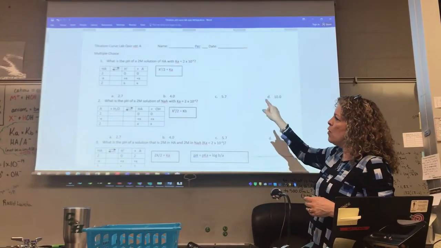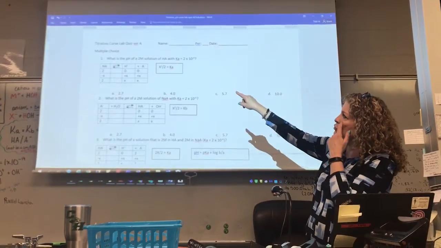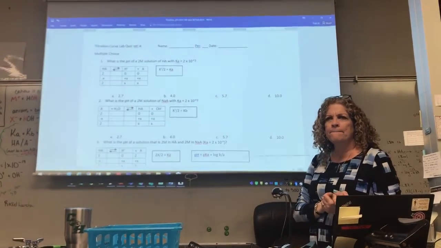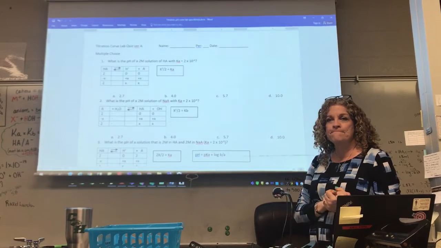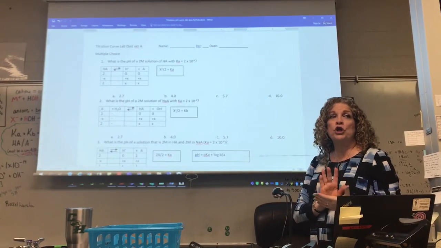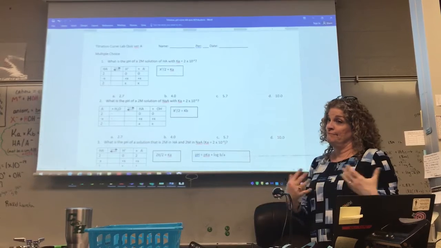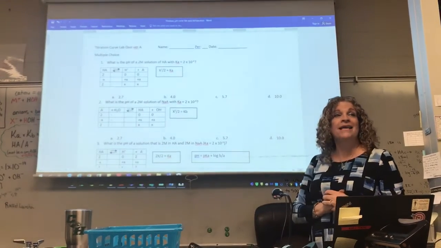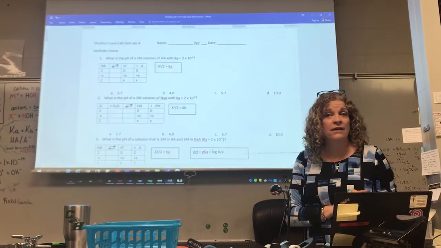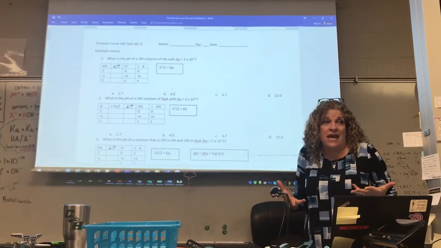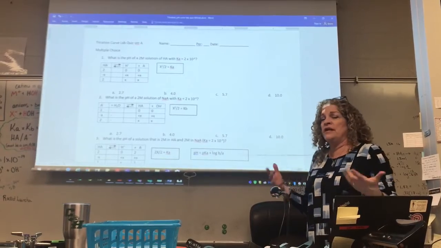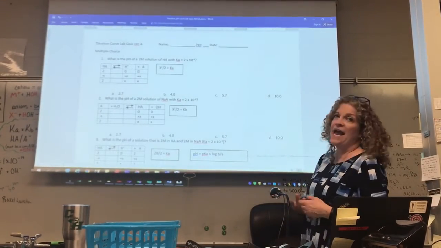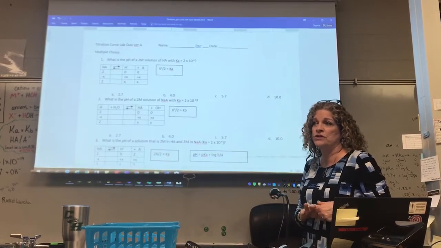If you look at number 1, what's the pH of a 2 molar solution of HA? Is HA strong or weak? Weak. What's your clue that it's weak? Yes, it's because you were given a Ka, right? If it's a strong acid, there is no Ka. It's just strong, and you would have to be told. So if you have a Ka, you know it doesn't dissociate 100%.